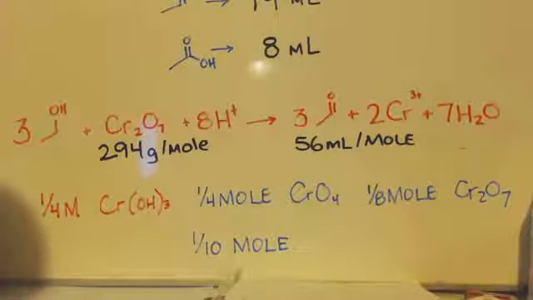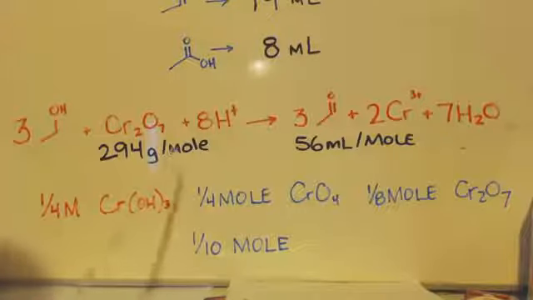Now we recrystallized it and everything, and we ended up with about a tenth of a mole. Now what can a tenth of a mole do? A tenth of a mole is 29.4 grams, because here's the molar mass of dichromate. So we have a tenth of a mole.